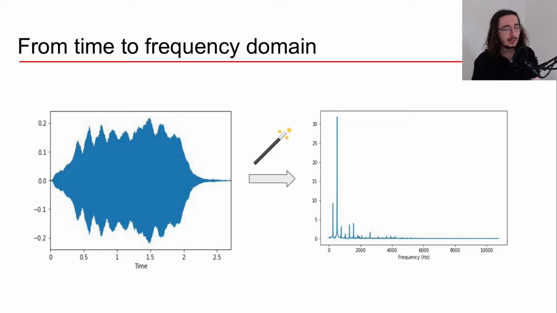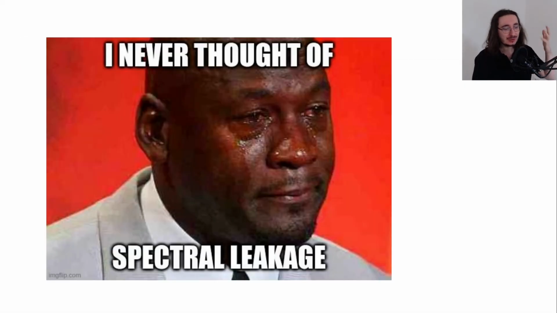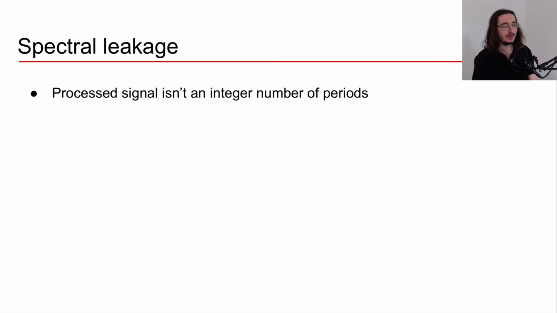Good. Okay. Now, we would expect that the next natural step in the extraction pipeline would be to apply the Fourier transform, so that we can move from the time domain to the frequency domain. But unfortunately, there's a major issue, which is called spectral leakage. So let's see what spectral leakage is and whether we can solve it.